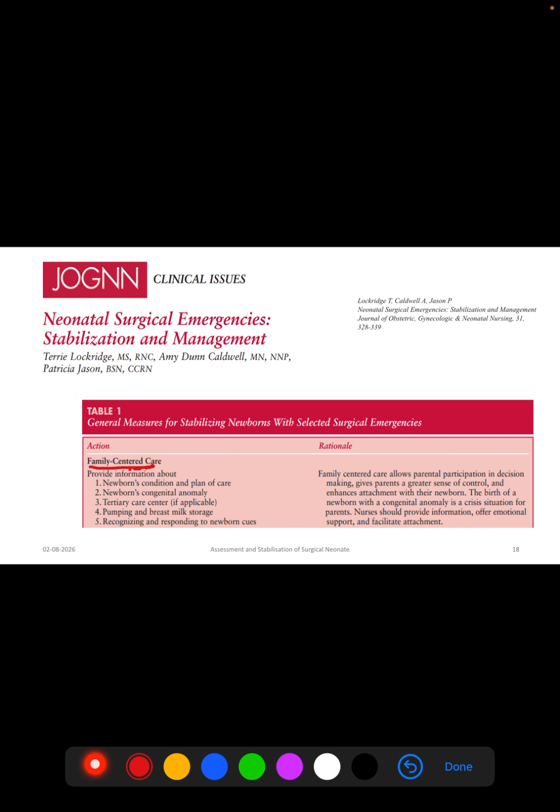We have to be aware of the newborn's condition and plan of care, and explain to the parents which congenital anomalies the baby has, what associated anomalies there are, how we are going to deal with them, and what things we are going to do. Then pumping and breast milk storage is an important thing, as is recognizing and responding to newborn cues. The birth of a newborn with a congenital anomaly is a crisis situation for the parents. Nurses should provide information, offer emotional support and facilitate attachment, and this is our responsibility also.